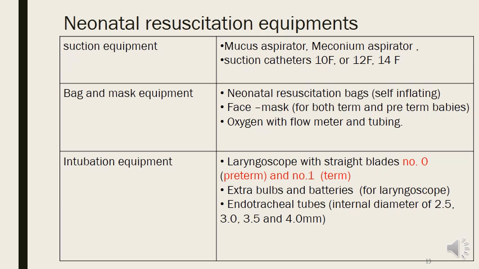Laryngoscope with straight blades, number 0 for preterm babies and number 1 for term babies, and extra bulbs and batteries for the laryngoscope, and endotracheal tubes with internal diameter of 2.5, 3.0, 3.5 and 4.0 mm.